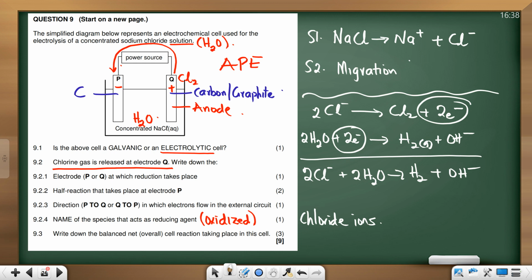All right, guys, I have done electroplating. I have done sodium chloride. The same process would happen with electro-refining, the purification of metals. The same process.